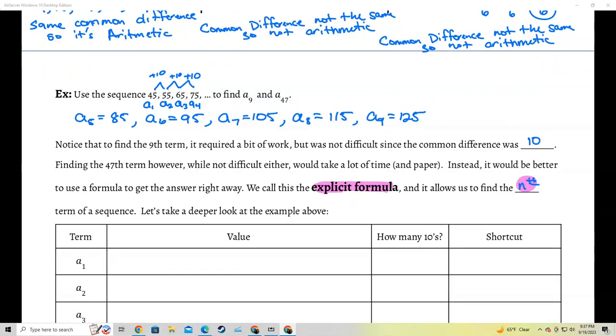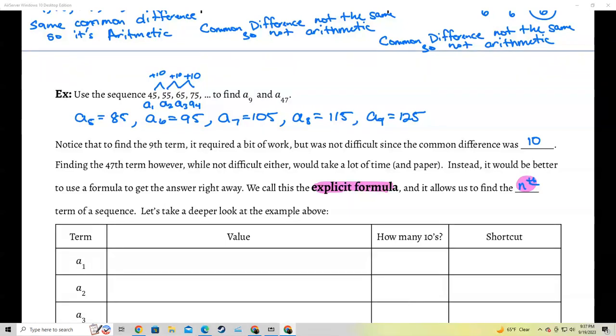of a sequence. Now, I say nth term, and you're going to say, wait a minute, I thought we were trying to find the 47th term. Well, that's the nice thing about the explicit formula. I can find any term I want. I can find the 47th one, I can find the ninth one. I just need the right formula. What we're doing is we're doing something called a recursive formula. We're adding 10 each time until I'm kind of like manually getting there, right? But an explicit formula allows us to jump directly to the answer, okay?